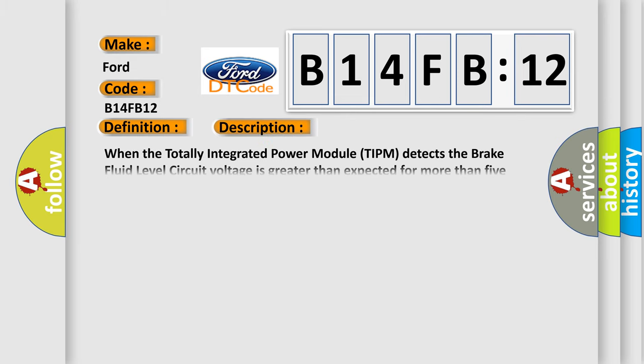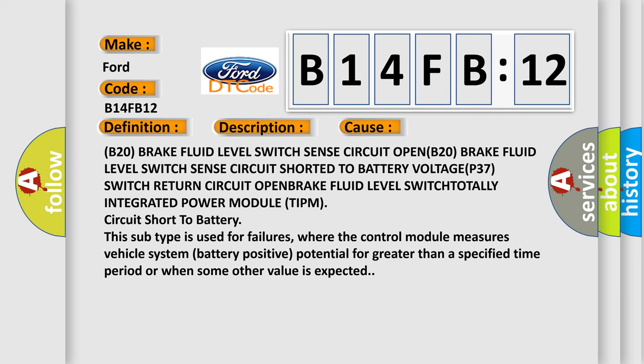And now this is a short description of this DTC code. When the Totally Integrated Power Module, TIPM, detects the brake fluid level circuit voltage is greater than expected for more than 5 seconds. This diagnostic error occurs most often in these cases: B20 brake fluid level switch sense circuit open, B20 brake fluid level switch sense circuit shorted to battery voltage, P37 switch return circuit open, brake fluid level switch Totally Integrated Power Module TIPM circuit short to battery.